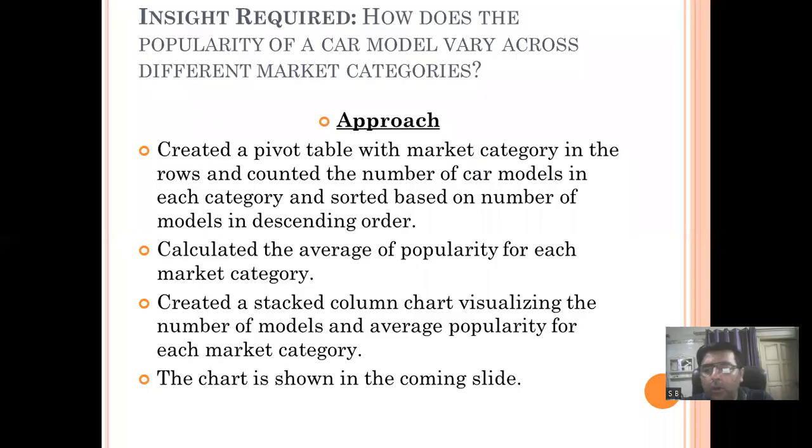Coming on to our first task, the first task is as follows. How does the popularity of a car model vary across different market categories? To perform this task, I created a pivot table with market category in the rows and counted the number of car models in each category and sorted based on number of models in descending order. Then I calculated the average popularity for each market category. Then I created a stacked column chart visualizing the number of models and average popularity for each market category. The chart is shown in the next slide.